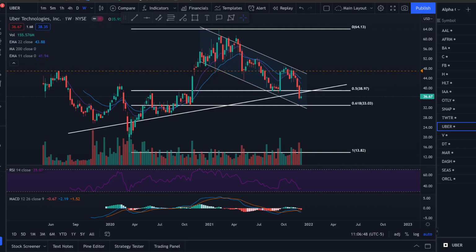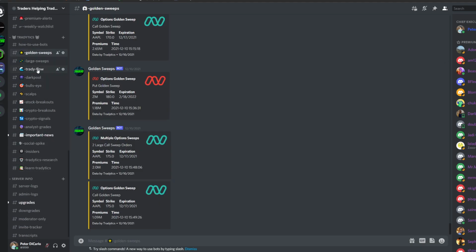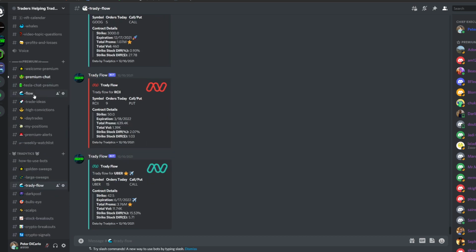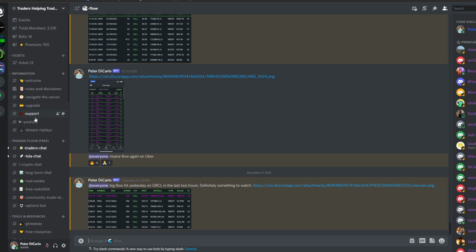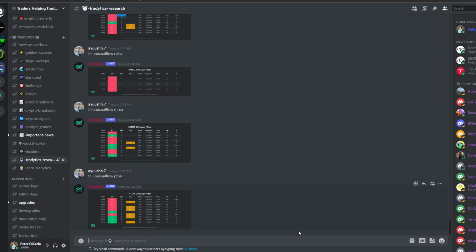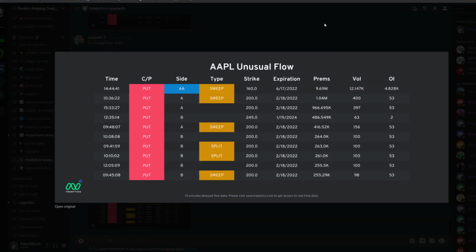So that is how you read flow, and the more that you read it, the more you watch it, the better you become. Basically, any of the best flow of the day, I will post within the Discord, in the trading flow, within the flow section, if you're a premium member. If you're not a premium member, then you can upgrade, or you can just go to the Trading Ticks research section and look for the flow yourself. Type in TR-unusual flow, and then you can type in Apple or whatever the ticker is that you're looking for, and it will come up with the most unusual flow.